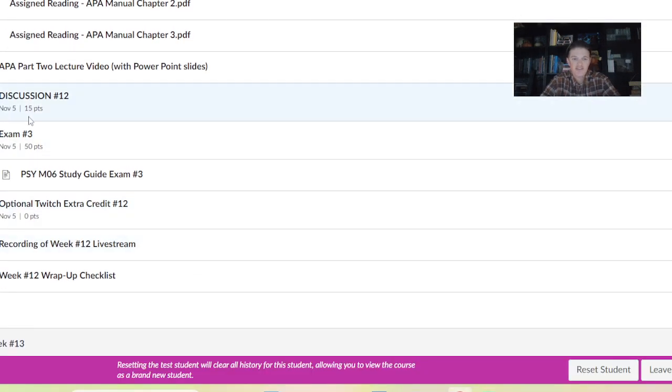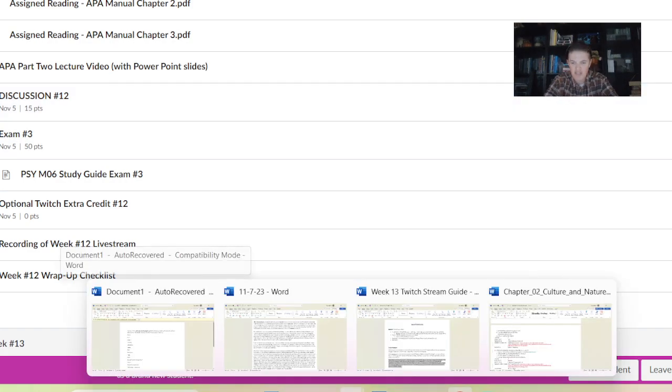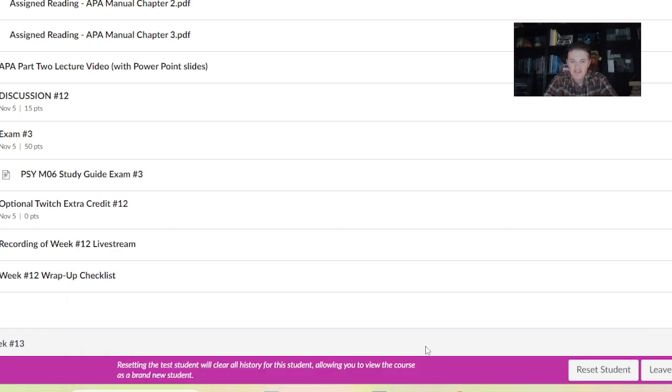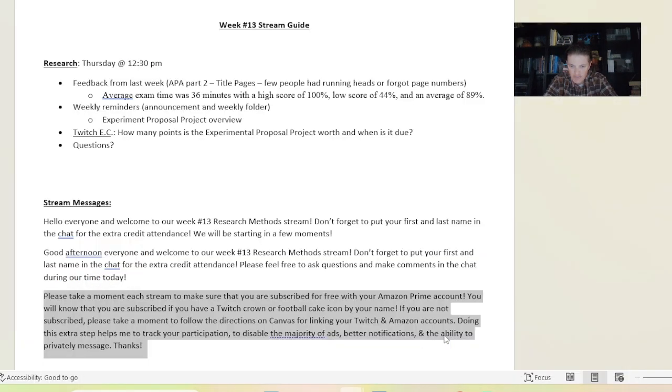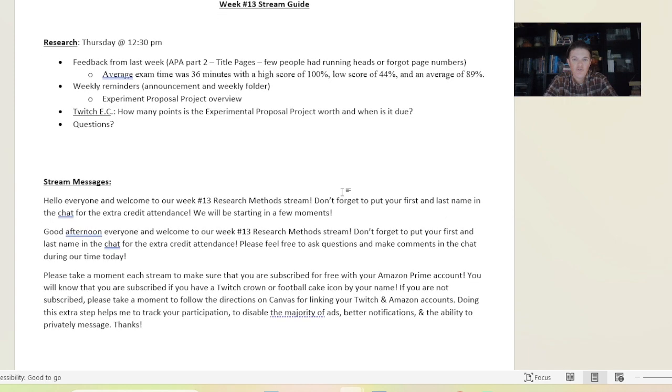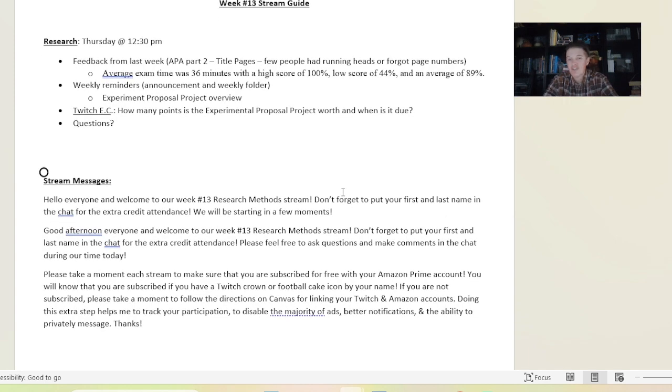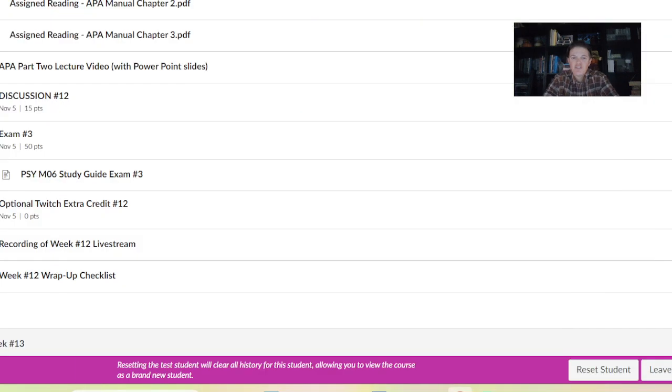Same thing is true with exam number 3. A lot of you did fantastic on the test. I wrote this in my notes here, but let's see if I can get to it. Too many documents open. The low score was a 44. The high was 100 and the average was right about 89%. And then the average amount of time that people took was 36 minutes. So what that tells me is most of you had more than enough time. A lot of you did really well. There were a lot of A's. So it seems like most of you are understanding the material and doing well and hanging in there.